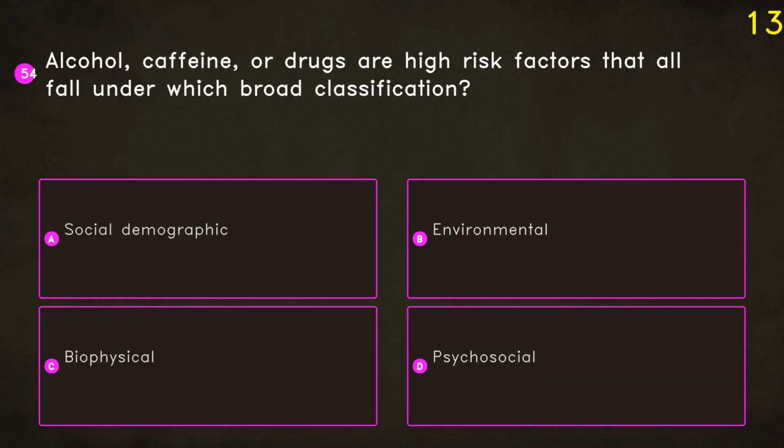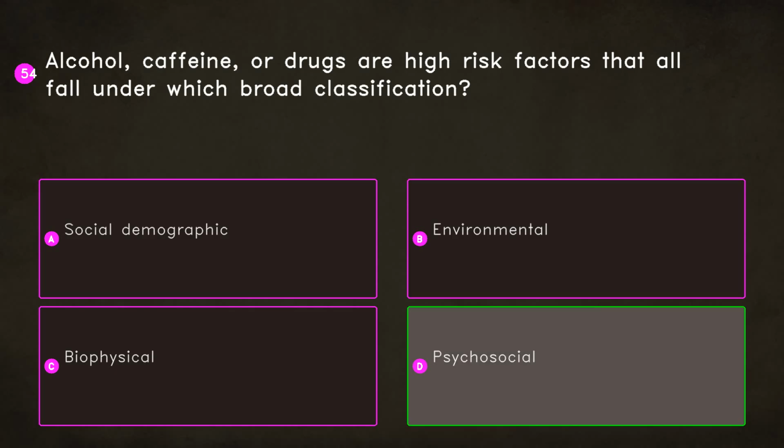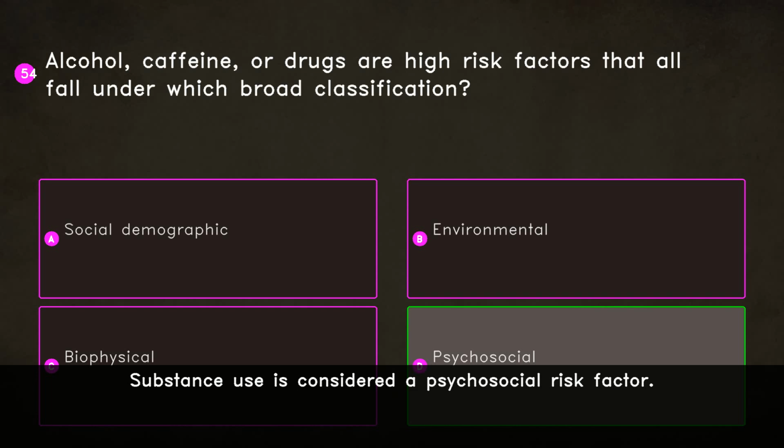Question 54. Alcohol, caffeine, or drugs are high risk factors that all fall under which broad classification? A. Social demographic, B. Environmental, C. Biophysical, D. Psychosocial. The correct answer is psychosocial. Substance use is considered a psychosocial risk factor.